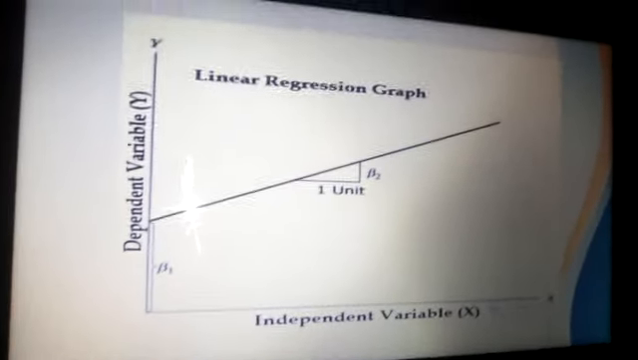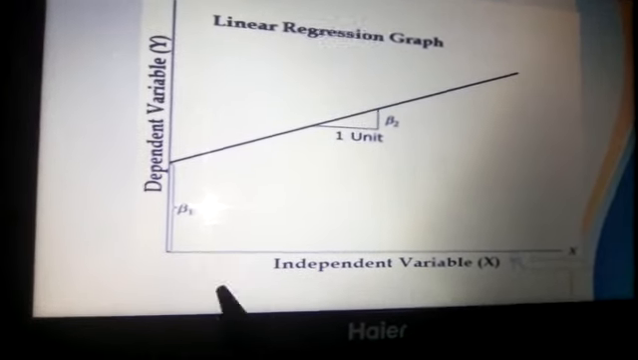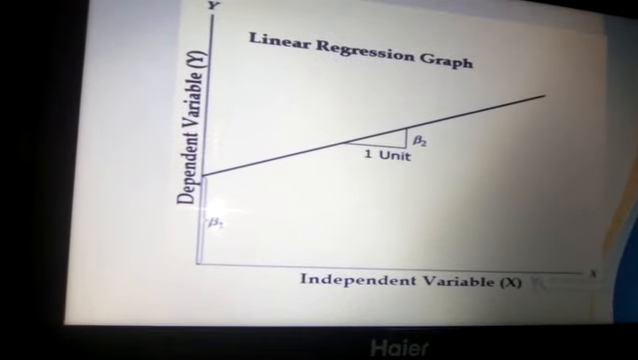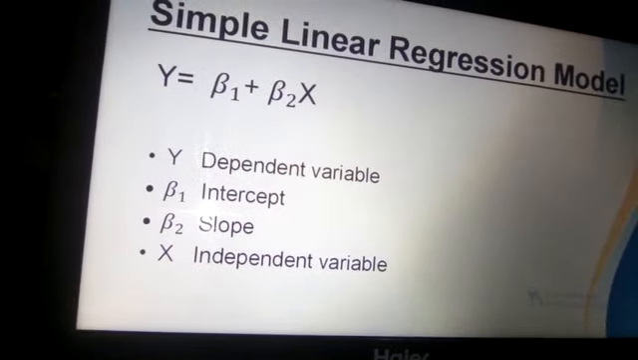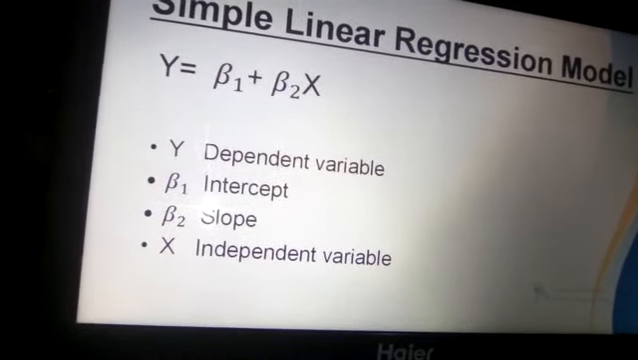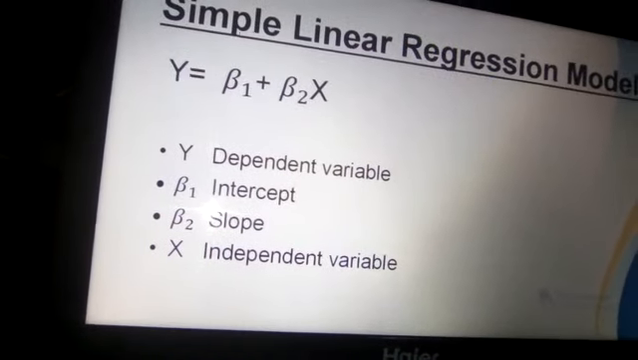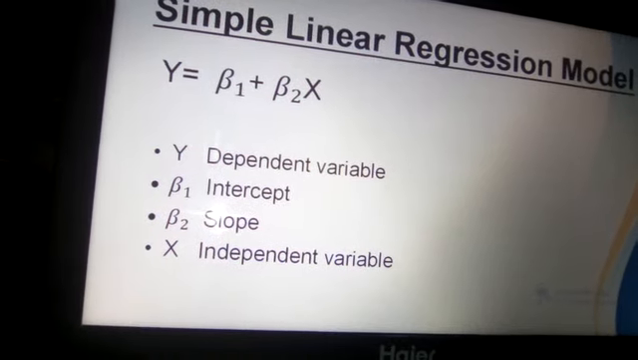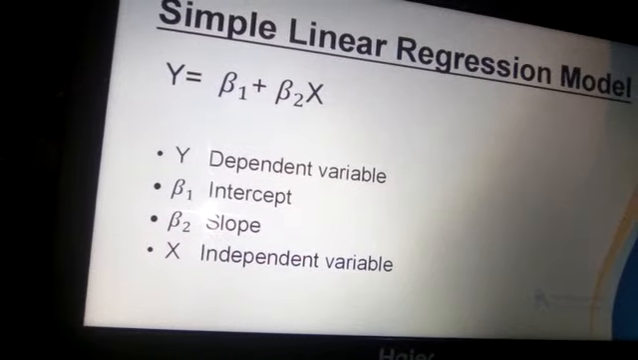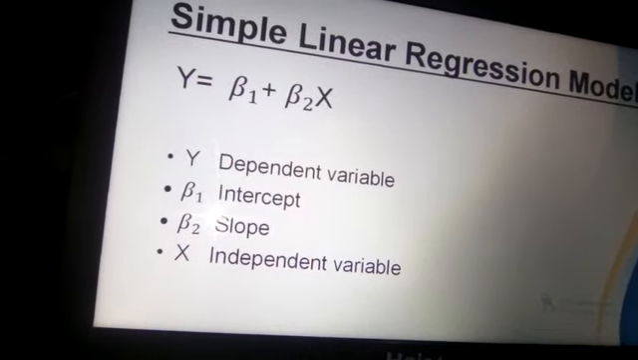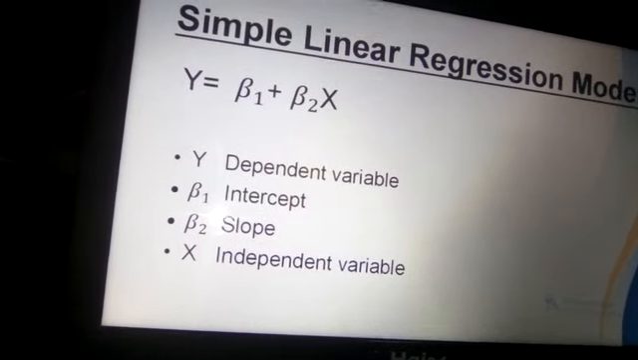This is the graph of the linear regression. On the x-axis you can see the independent variable, and on the y-axis the dependent variable. The simple linear regression model, as I told you, is Y equals beta 1 plus beta 2 X. Y is the dependent variable because it depends on beta 1 plus beta 2 X. Beta 1 is the intercept, beta 2 denotes the slope, and capital X denotes the independent variable.